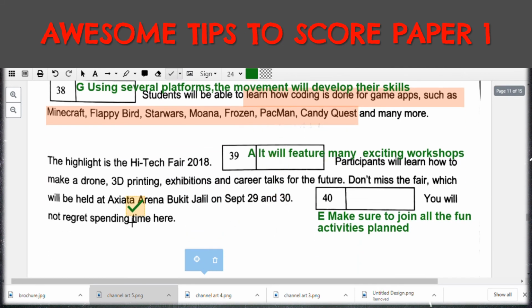39. The highlight is the High Tech Fair 2018. So this is one. That's why it's it. So this High Tech Fair will feature many exciting workshops. Why exciting workshops? Because participants will learn how to make a drone, 3D printing, exhibitions. So all these are exciting workshops, very interesting. So it here refers to High Tech Fair. That's why it will let the students take part in many exciting workshops.